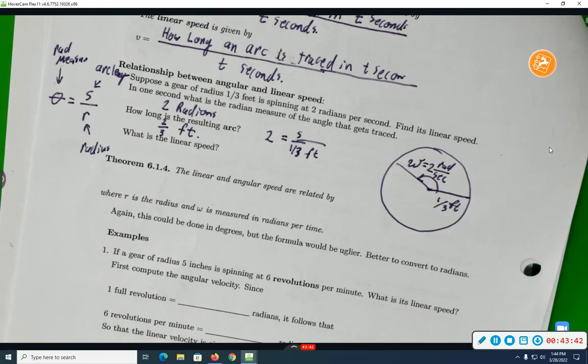All right, so now let's just finish putting this together. In 1 second, this thing traveled 2/3 feet. So what is its linear speed? So in 1 second, it traveled 2/3 feet. How much, so like 2/3 foot per second then? Yeah, awesome.